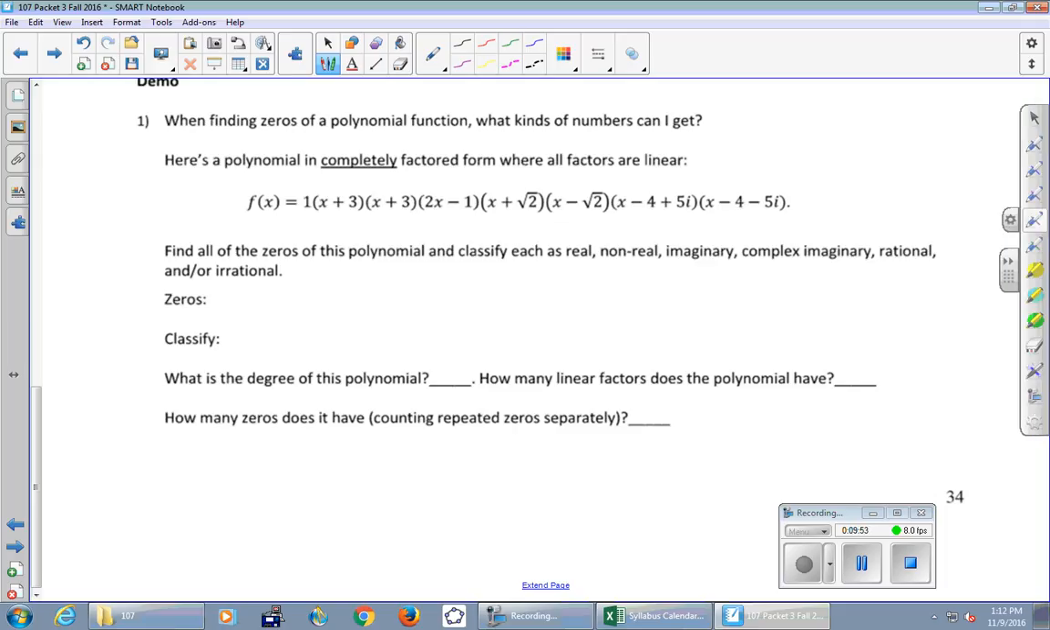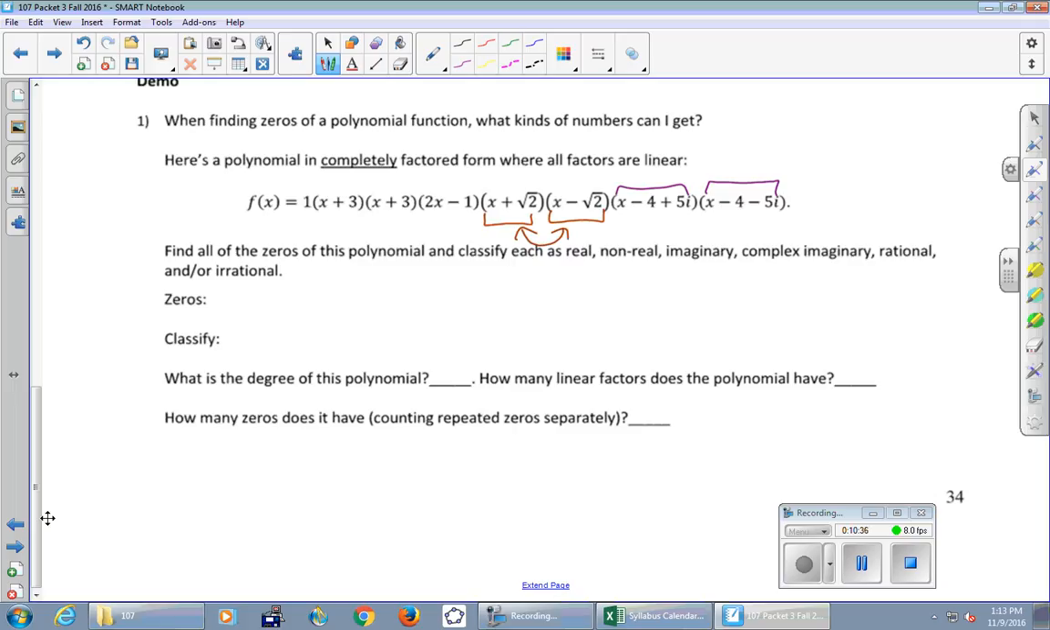Okay, one observation here. As soon as you saw this, did you recognize that there was another guy in there for sure that we were going to see? As soon as you have root 2 as one of the answers, negative root 2 is also going to be an answer. It's automatic. It's what we saw with the plus or minus root 5 up above. And here, x minus 4 plus 5i, and then x minus 4 minus 5i. That's the same thing we just talked about, conjugates of each other. As soon as I see 4 plus 5i, automatically I know 4 minus 5i is also going to be a solution. Okay, so it says find all the zeros of this polynomial, and then we'll classify stuff.